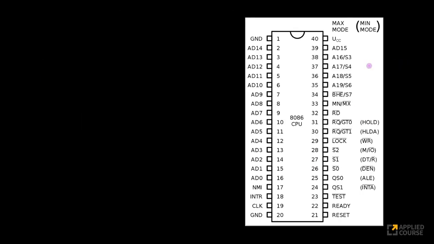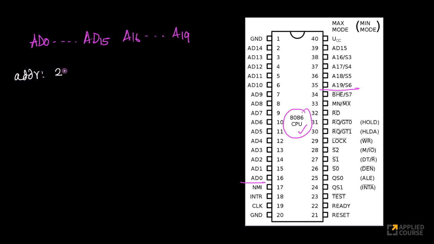Now if you look at the 8086 processor, this is another very popular processor. Let's look at what it has. It has AD0 to AD15, and after AD15, it has A16 up to A19. So now what is the size of the address of the 8086 processor? 20-bit address, right?